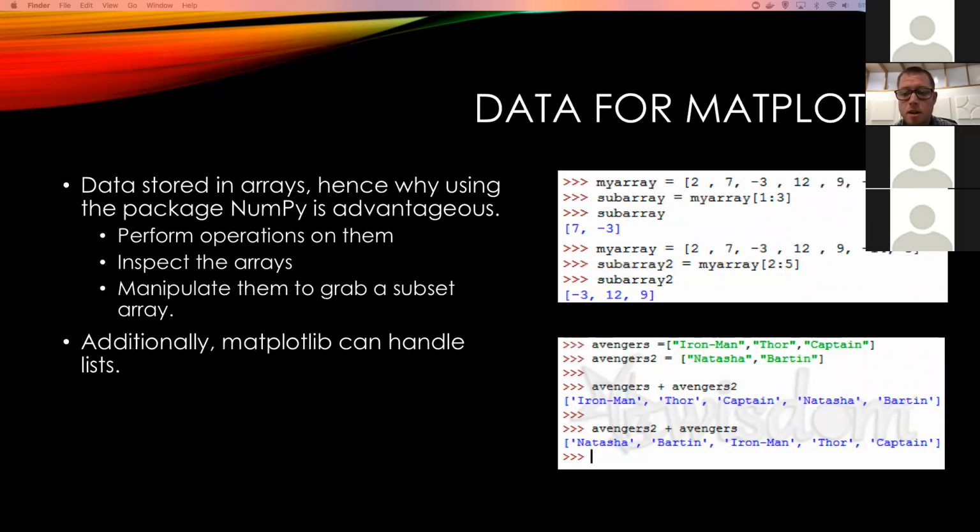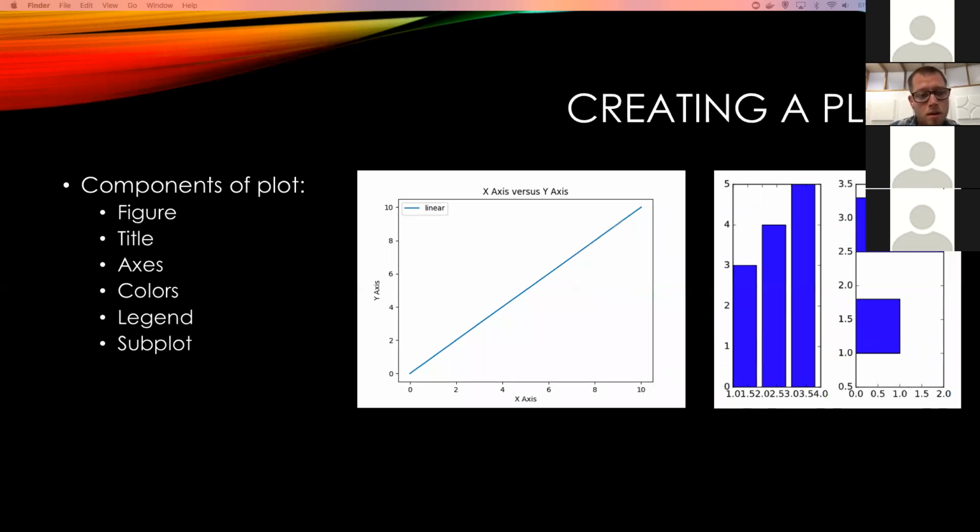That's why the first step in order to understand how Matplotlib works is understanding the different aspects of a figure. The components of a plot are your figure, your title, your axes, your colors, your legends, and your subplots. If you look at the second figure there that has the horizontal and vertical bar graphs, that would utilize a subplot.